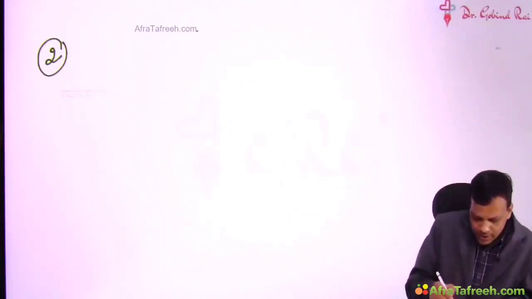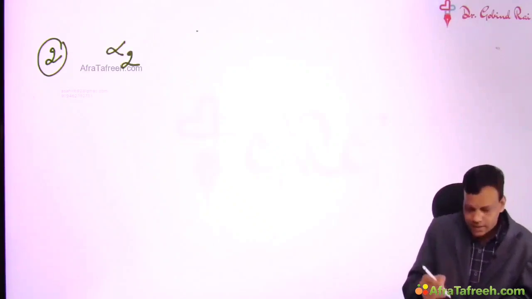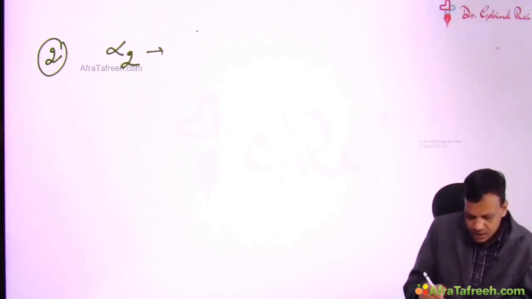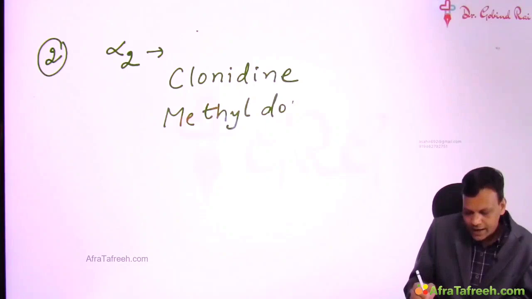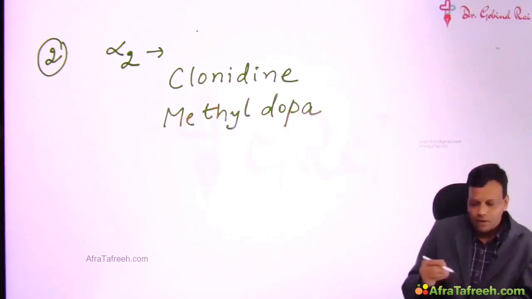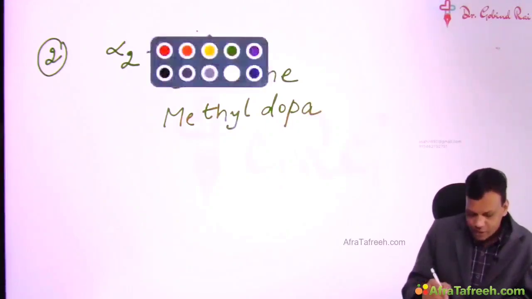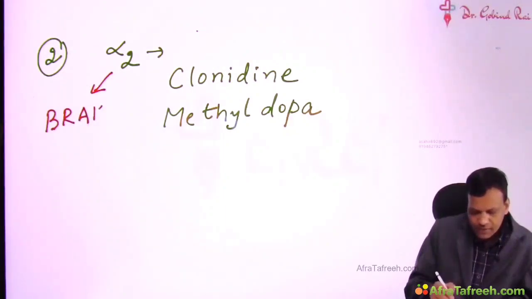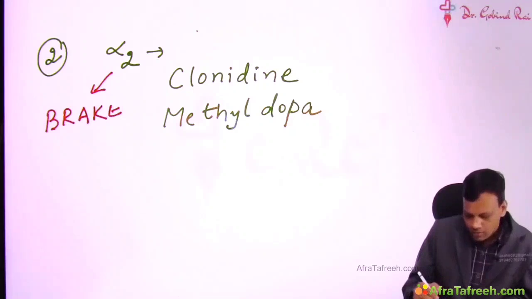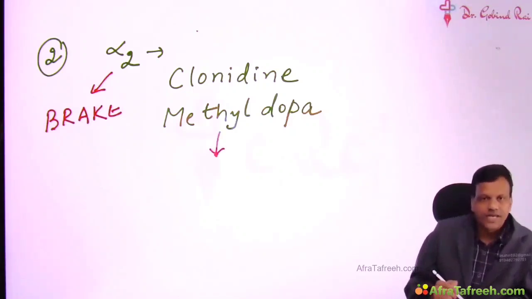Now coming to drugs stimulating alpha-2 receptors. The drugs stimulating alpha-2 receptors are clonidine and methyl-dopa. And we discussed that the function of the alpha-2 receptor was acting like a brake. That means it was stopping the sympathetic activity. So when we give clonidine or methyl-dopa, they will stop sympathetic activity.